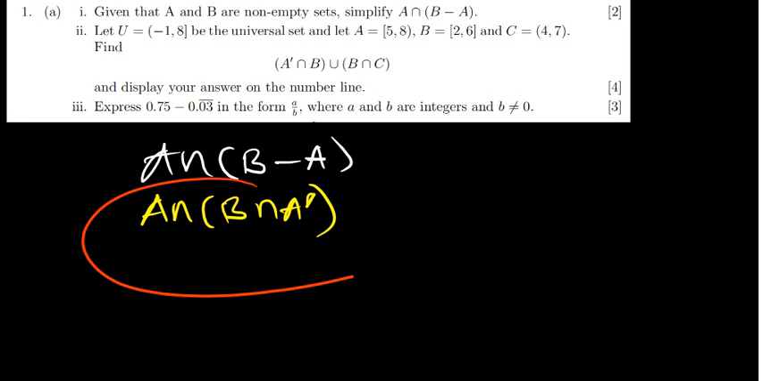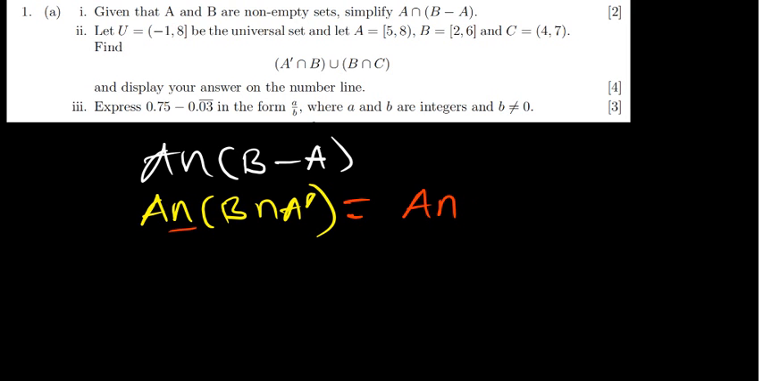So this is going to be A intersection B intersection A complement. Now we have to simplify this. We are going to use what we call the distributive law. We have to distribute A. When I'm using the distributive law, this is the same as A intersection B, I put them in brackets, then I'm getting what is inside here, and it's going to be A intersection A complement.